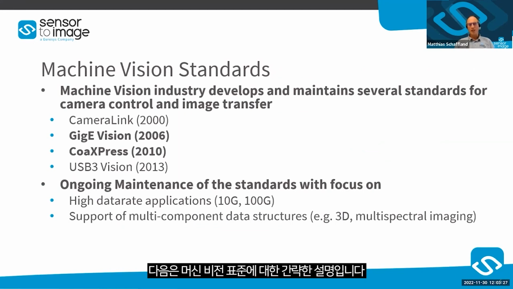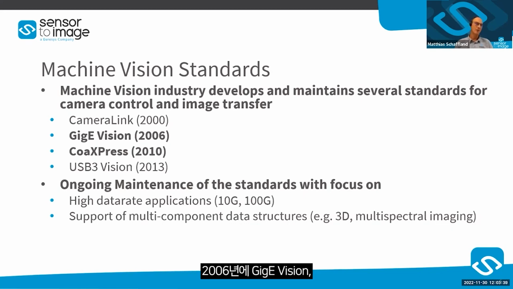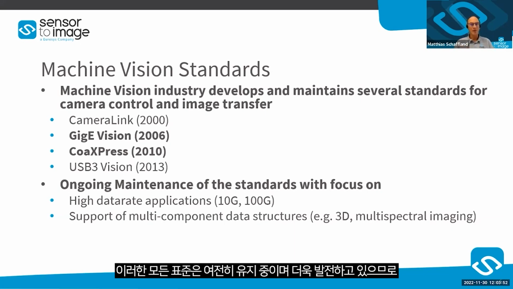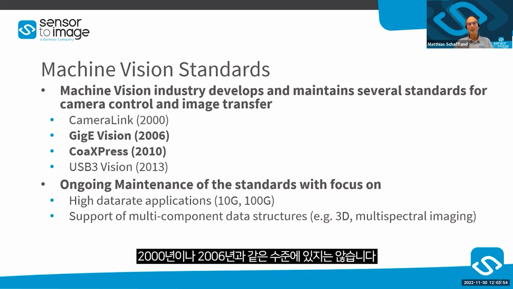Short words about machine vision standards. The machine vision industry develops and maintains several standards for camera control and image transfer that started in 2000 with Camera Link, followed by GigE Vision in 2006, CoaXPress in 2010, USB3 Vision in 2013. All these standards are still under maintenance and are developed further. So we are not at the same level as in 2000 or 2006.